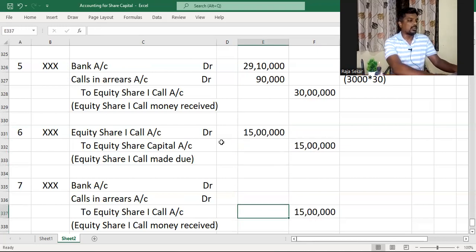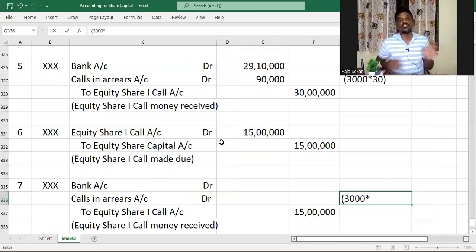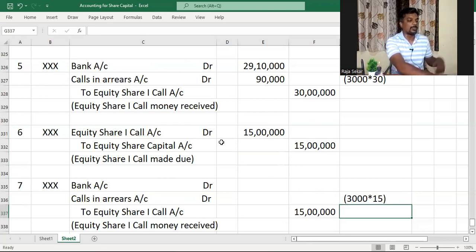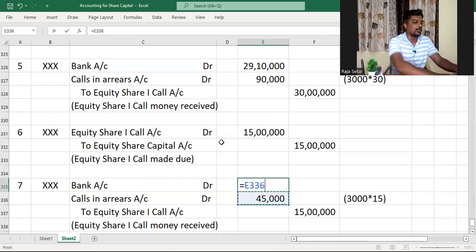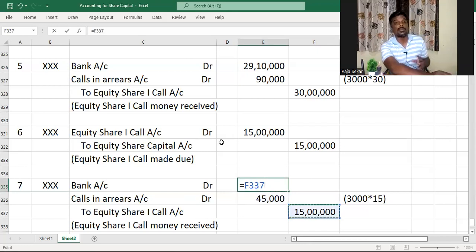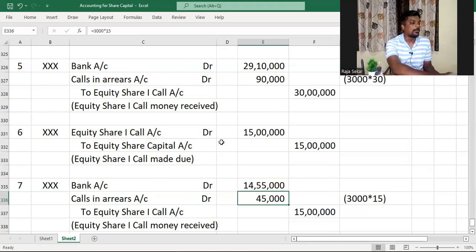And the amount that we did not receive was for the 3000 shares. 1000 shares of Harini were defaulting, and 2000 shares of Harshini had also defaulted from allotment itself. So second call, 3000 shares they will not pay, and on the 3000 shares, 15 rupees was not paid. 15 rupees is the amount due on second call money. So 3000 into 15, 45,000 is the amount of money that we did not receive. So what we would have received is the amount of money that we made due totally, that is 15 lakh minus 45,000. That will be debited to bank account.